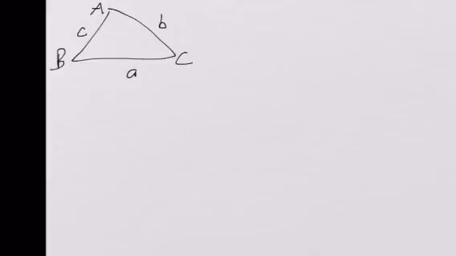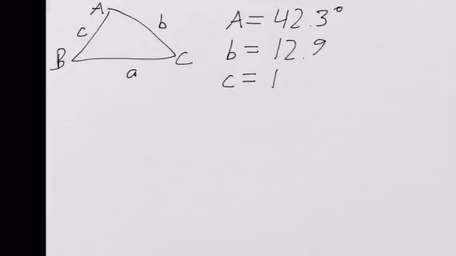In this video, we're going to take a look at how to solve an SAS triangle. So we're going to use the standard triangle that we've worked with. Triangle ABC, where the opposite sides are the lowercase letters of the angles. In this case, I'm going to tell you that angle A is equal to 42.3 degrees. Side B has a length of 12.9, and side C has a length of 15.4.